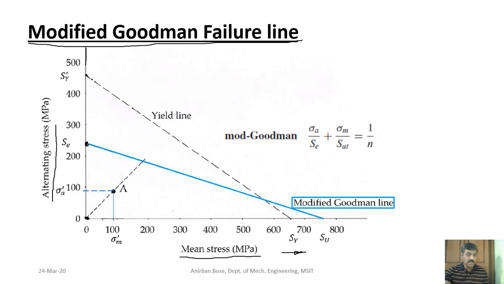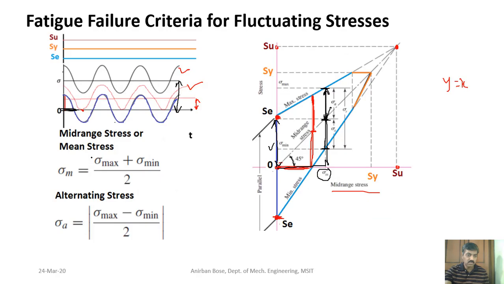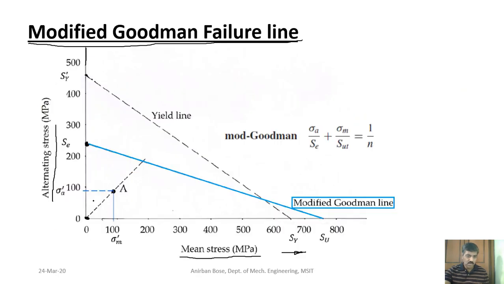Now, if there is no fluctuating load, no alternating load, suppose sigma A is zero. Sigma A is zero means it is a static load. The load is not varying with time. Okay? If sigma A is zero, then when the failure occurs, it is the ultimate point. So this is the ultimate point.